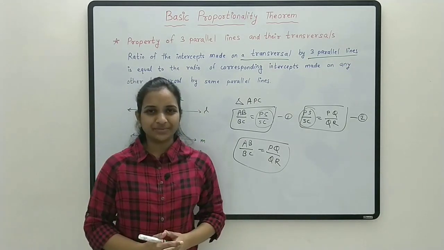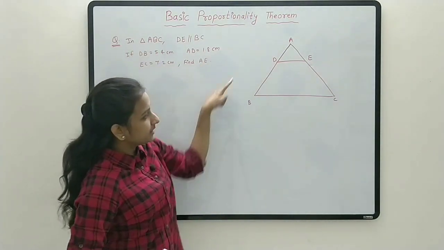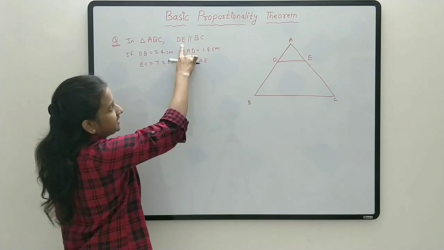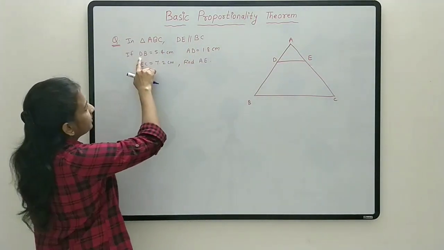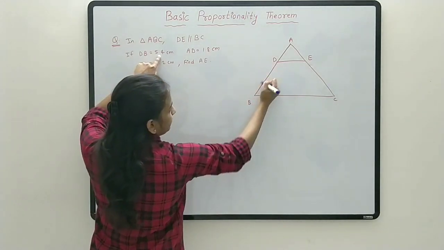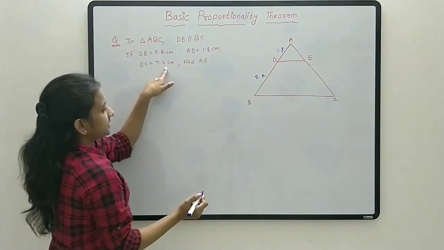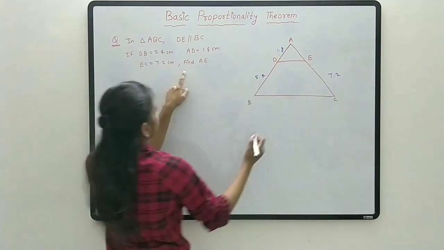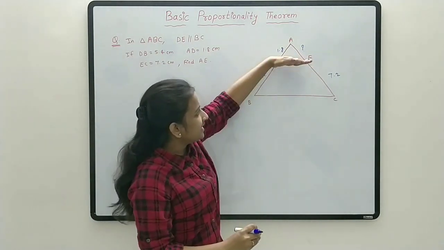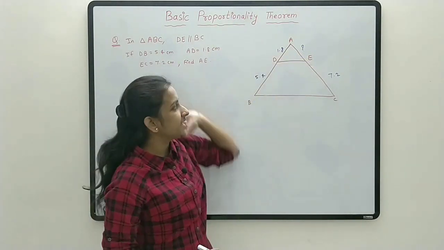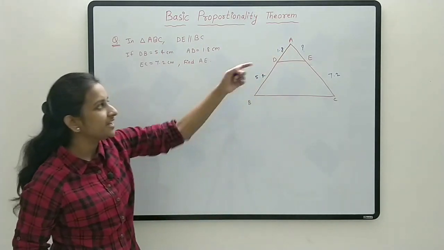Now let's solve a few examples. Here the question is, in triangle ABC, DE is parallel to BC. If DB is 5.4, AD is 1.8, EC is 7.2, find AE. Easy, right? DE is parallel to BC. Using this theorem, we can get the ratio of this is equal to this. Then we can find AE.